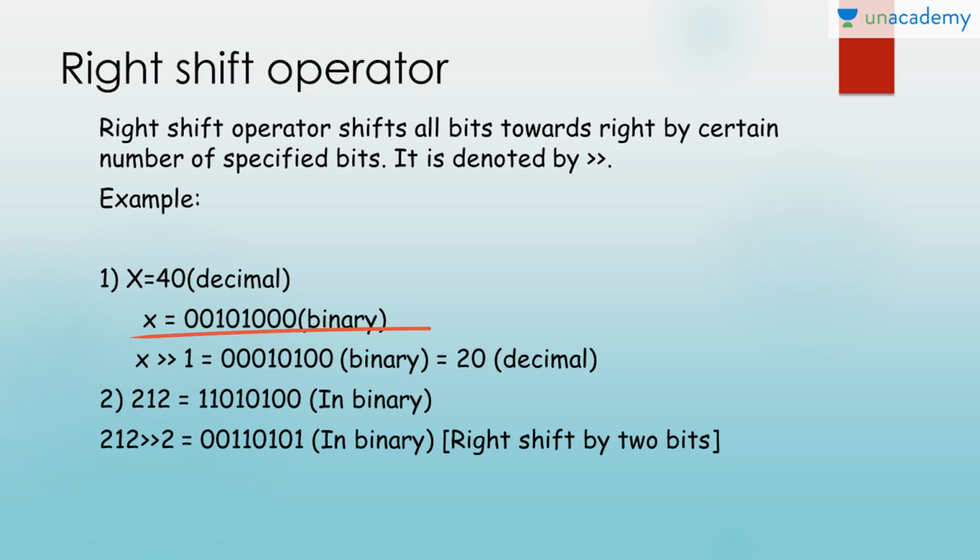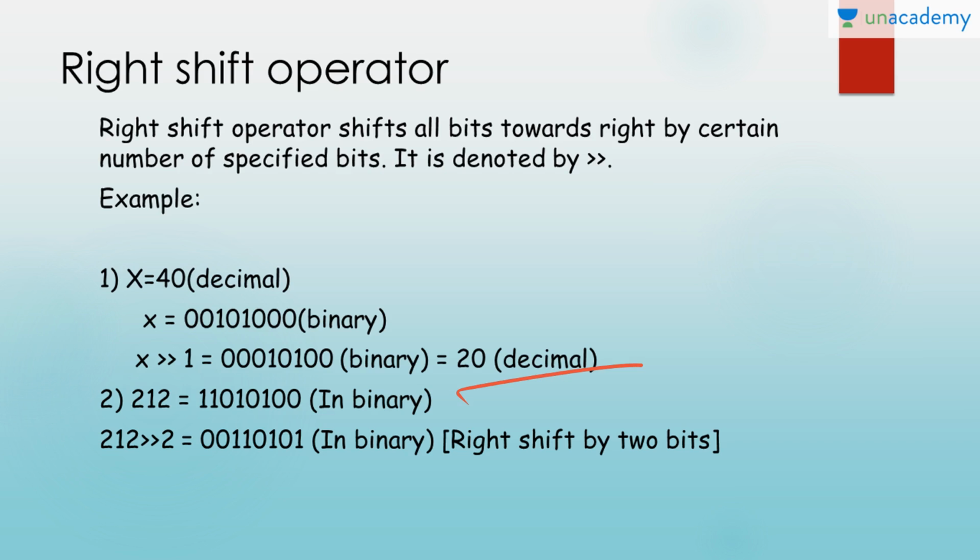Now we are shifting it to the right by one specified bit. As we have told, it shifts all the bits towards the right by a certain number of specified bits. Here the specified bit is 1, so we are shifting it to the right. The answer obtained is 0 0 1 0 1 0 0. And towards the left there will be an empty space. Put 0 over there. That will be the answer you obtain after shifting the number towards the right by one bit. Here the answer obtained will be 20.